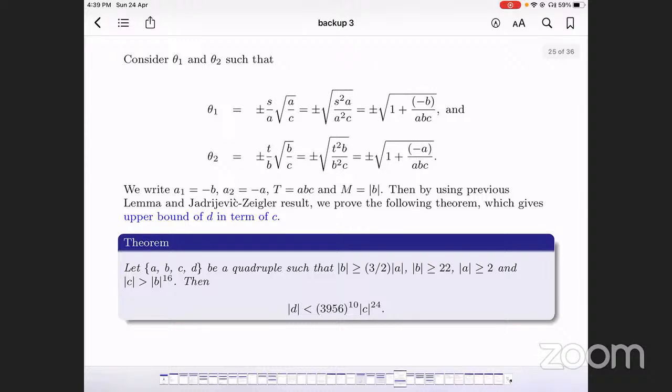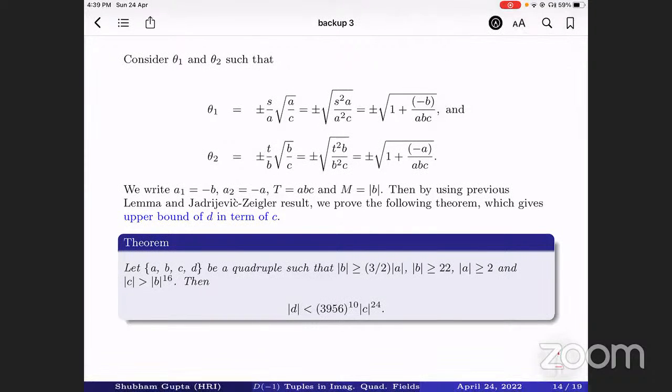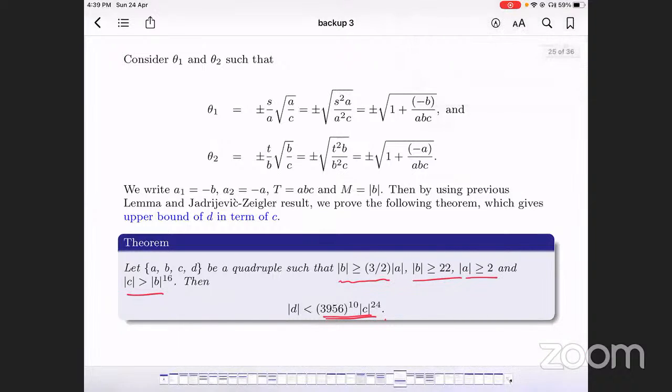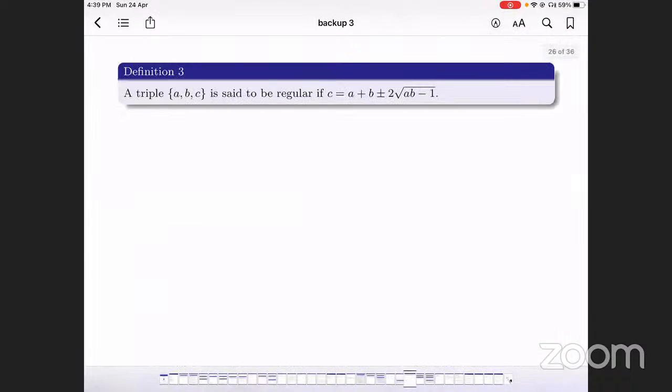So let (a, b, c, d) be a quadruple satisfying this condition. Satisfying these four conditions, the absolute value of d is strictly less than this quantity. So this theorem gives the upper bound of d in terms of c. Now our next step is to determine the lower bound of d.